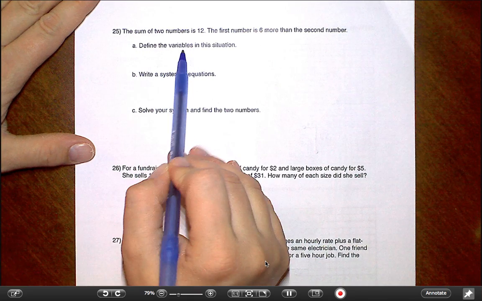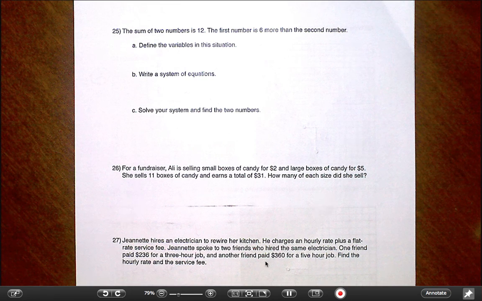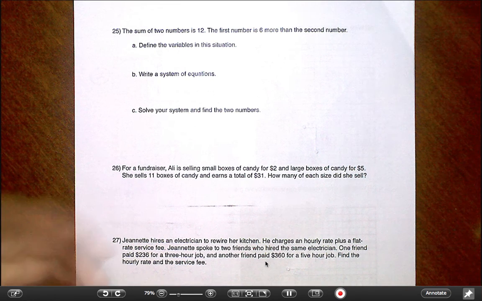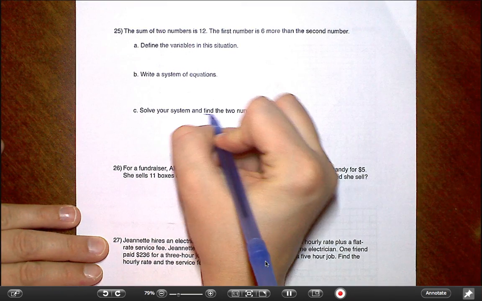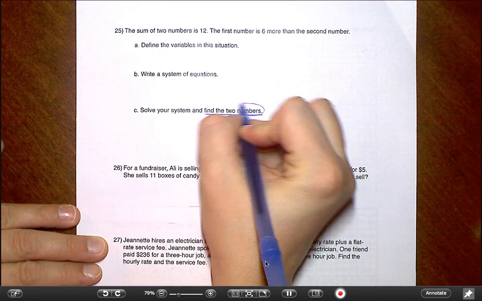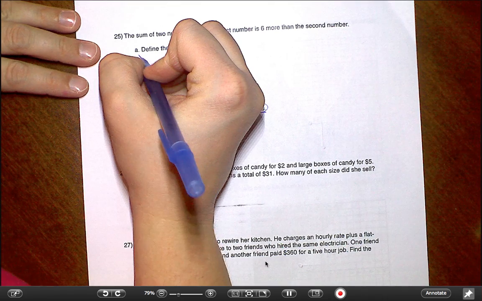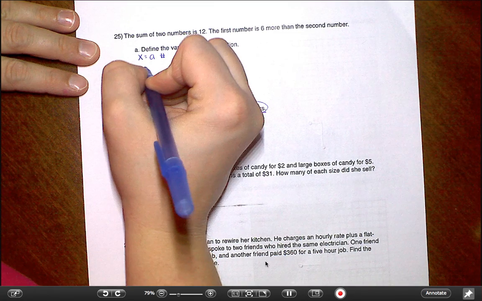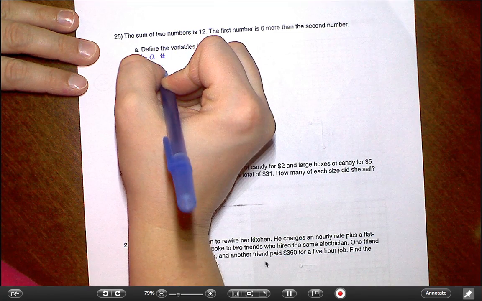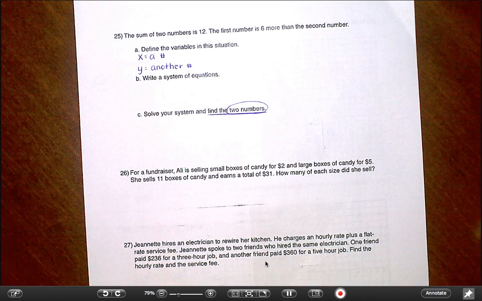This is where I tell you to always look at the end of the question to see what it is that you're trying to find. At the end, when you give your answer, what are your answers? For that, you actually have to skip down to part C where it says find the two numbers. The two numbers are what you're trying to find. So when I define my variables, I'm going to say x is one of the numbers and y is another number. Okay, that's defining my variables. What are the two things you're trying to find?